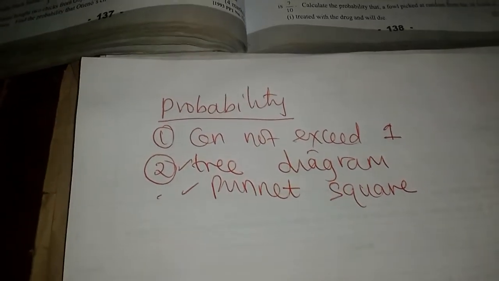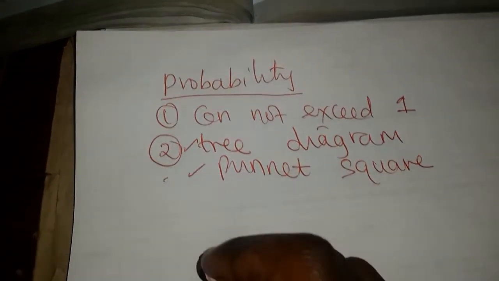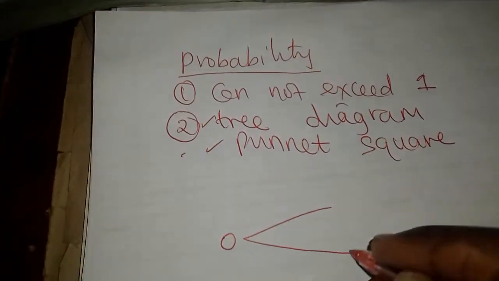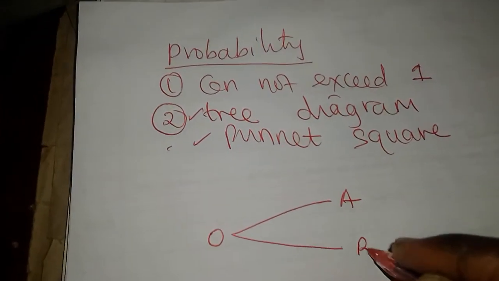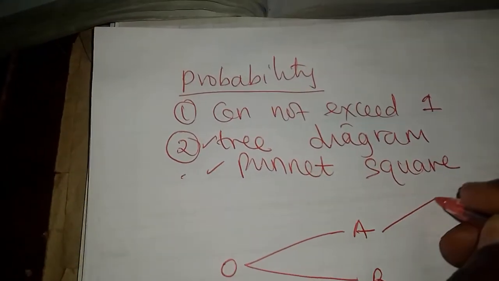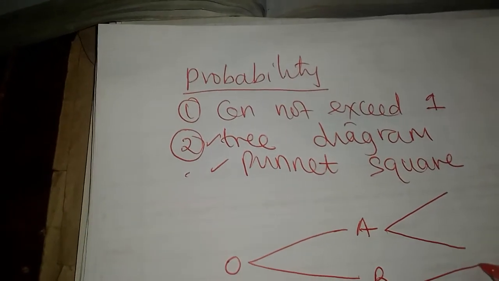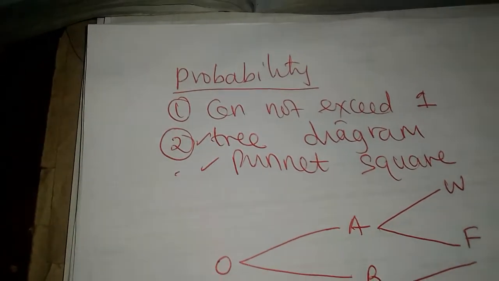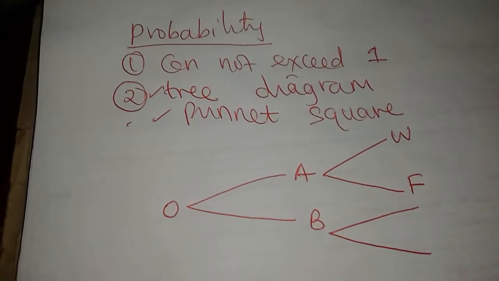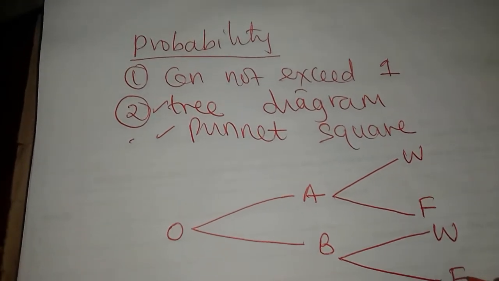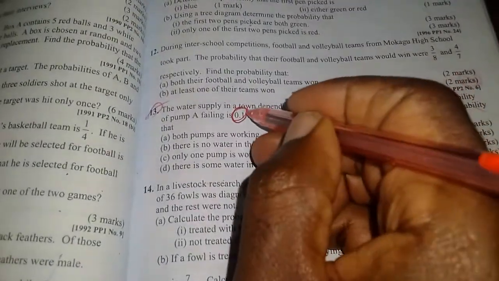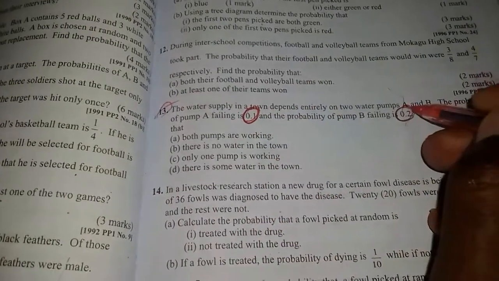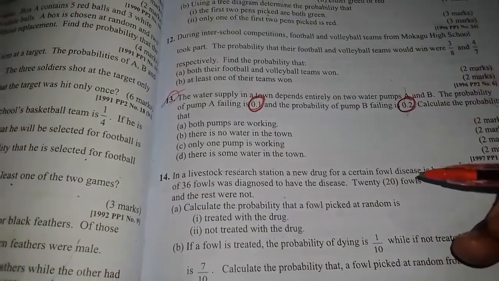So in this case, I'm going to say I have the origin, then I have two pumps. I have pump A, then I have pump B. Those are the two pumps in town. These pumps are able to either get found working or get found not working, that is, they have failed. So working, then failed. Then going back to the question, the probability of A failing is 0.1 and the probability of B failing is 0.2.